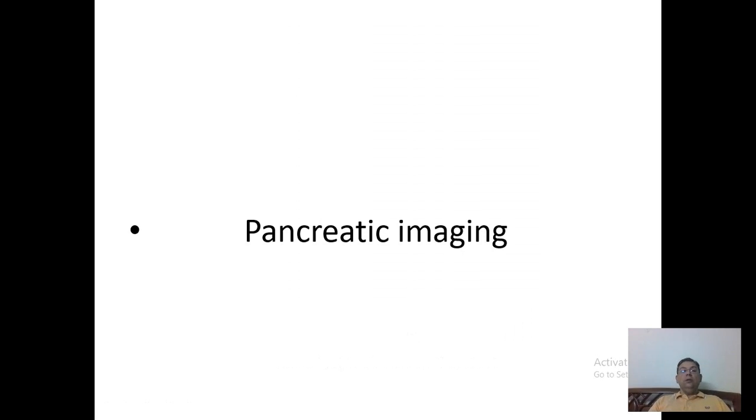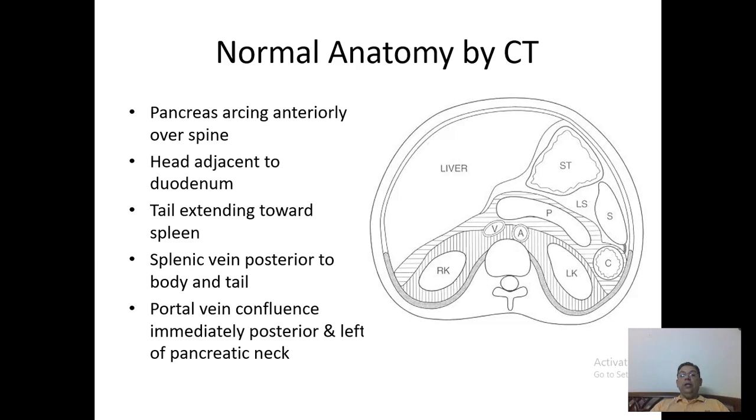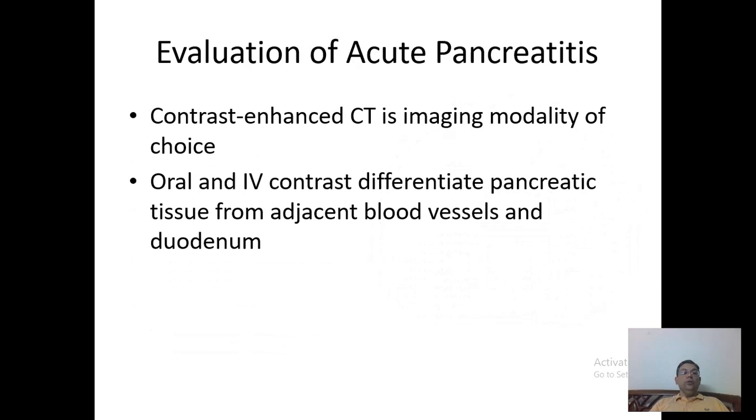Now just a very brief overview of pancreatic imaging. We'll talk about pancreatic imaging in detail when we are talking about the pancreas in full. As we know, anatomically it is located in the stomach bed. It is a retroperitoneal organ. The head is adjacent to the duodenum. The tail is extending towards the spleen, and the splenic vein and arteries are posterior to the body and the tail. The portal vein confluence is immediately posterior to the neck of the pancreas, and that is the boundary where you divide the pancreas when you do a proximal pancreaticoduodenectomy.